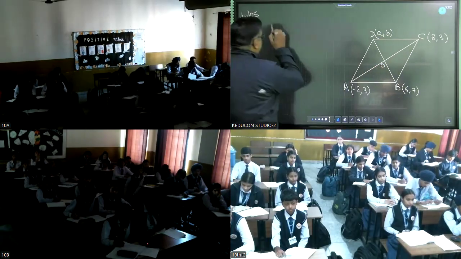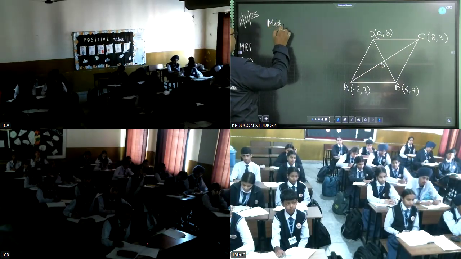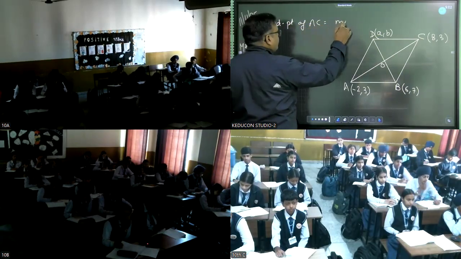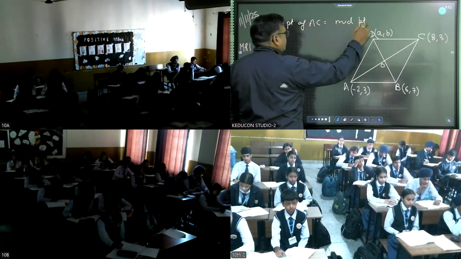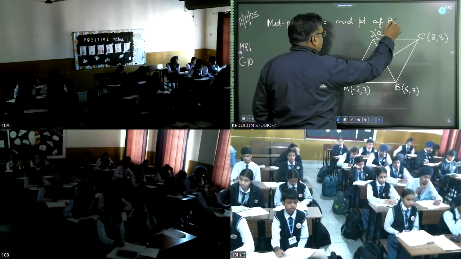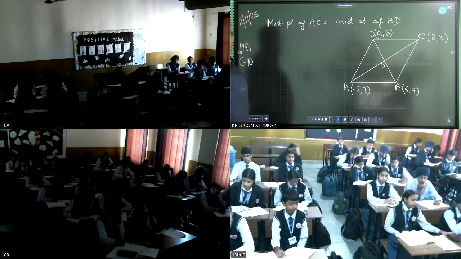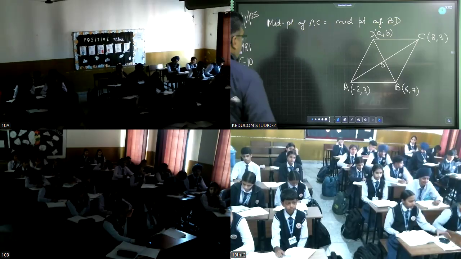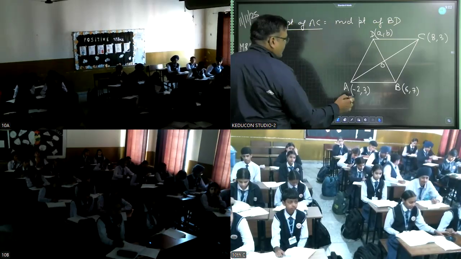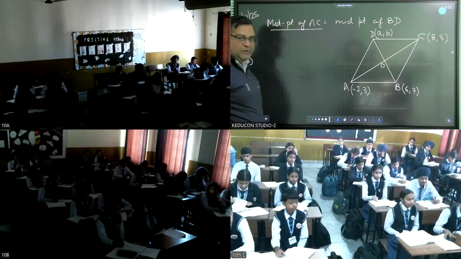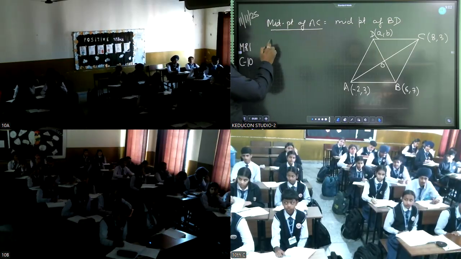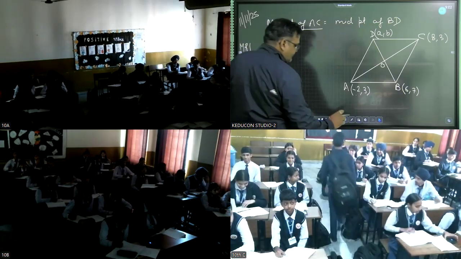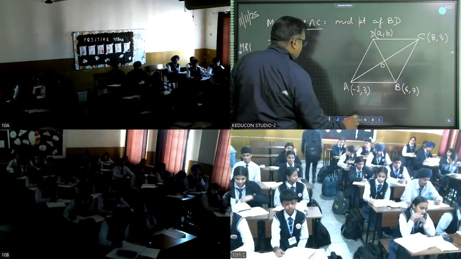Yes. Midpoint of AC will be equal to midpoint of BD. Yes or no, students? Right? Because O is also the midpoint of AC as well as BD. So therefore both will be equal. What will be the midpoint of AC? Apply the formula for midpoint. What is the formula for midpoint, students? x1 plus x2 by 2.